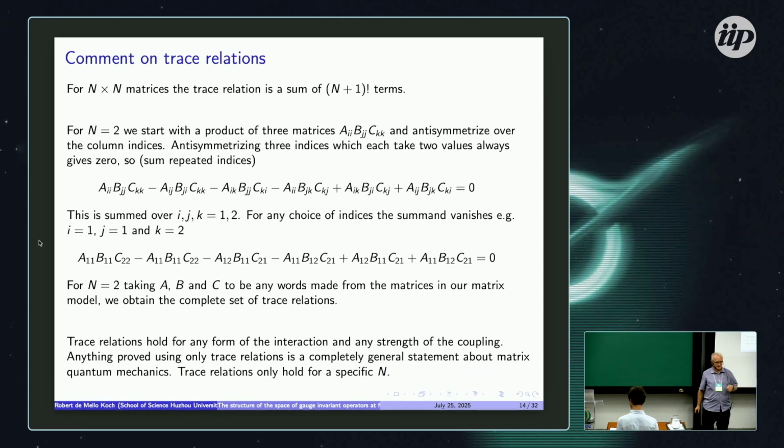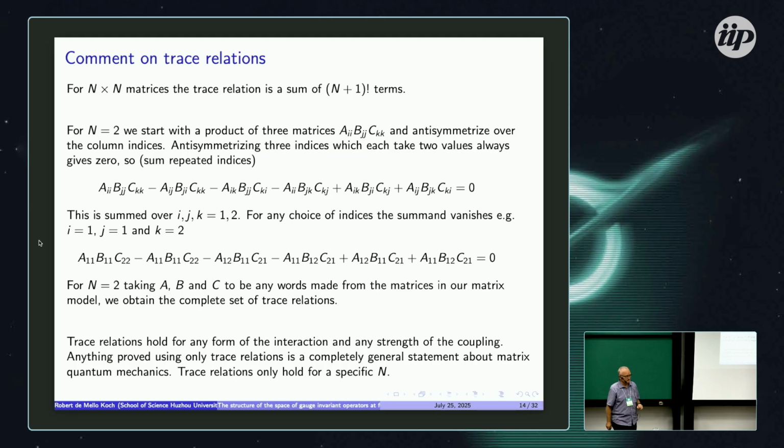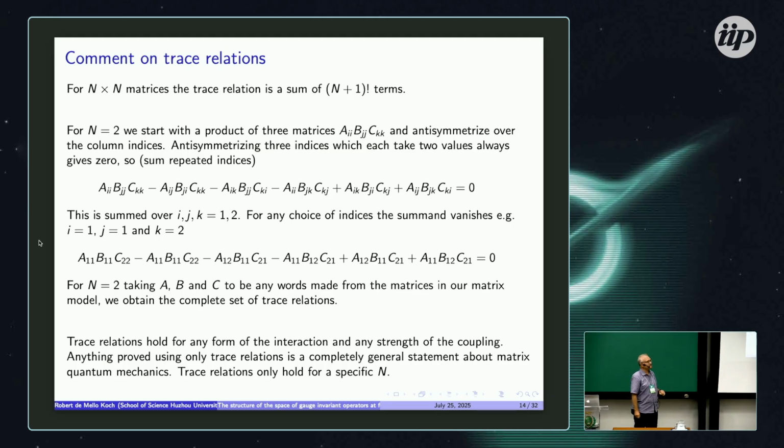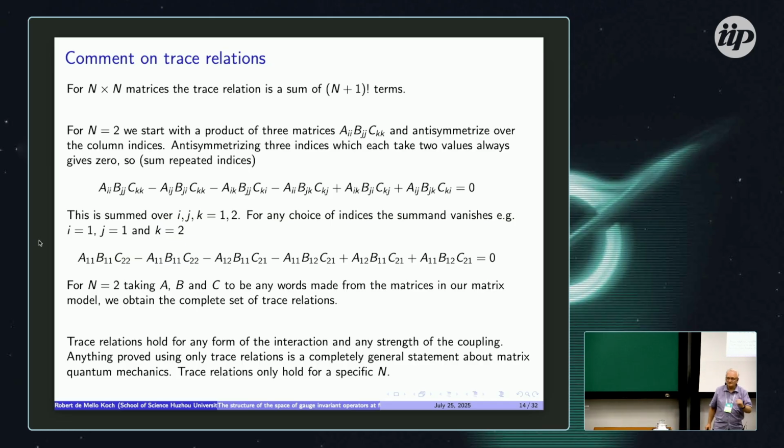Okay, so a little bit more about the trace relations. If we're talking about trace relations for n by n matrices, they are given by a sum of n plus 1 factorial terms. So I'm going to illustrate them for n is 2, 2 plus 1 is 3, 3 factorial is 6. So the trace relations should be a sum of 6 terms. And I've written those 6 terms over here. So I've written ABC 6 times.